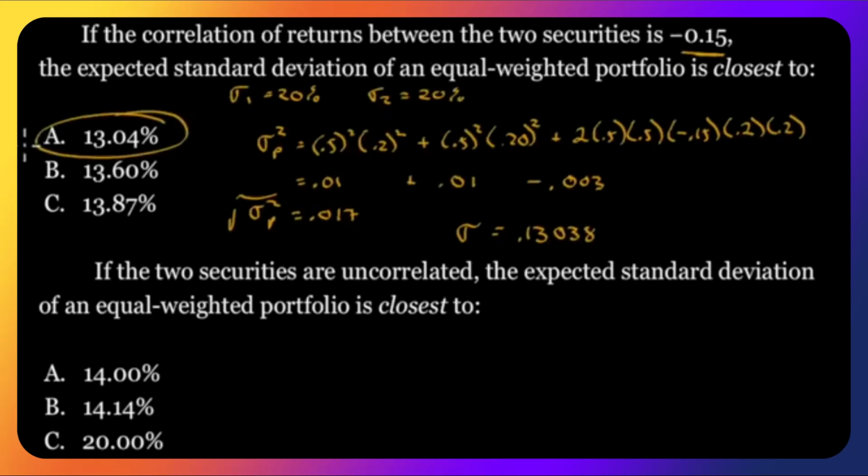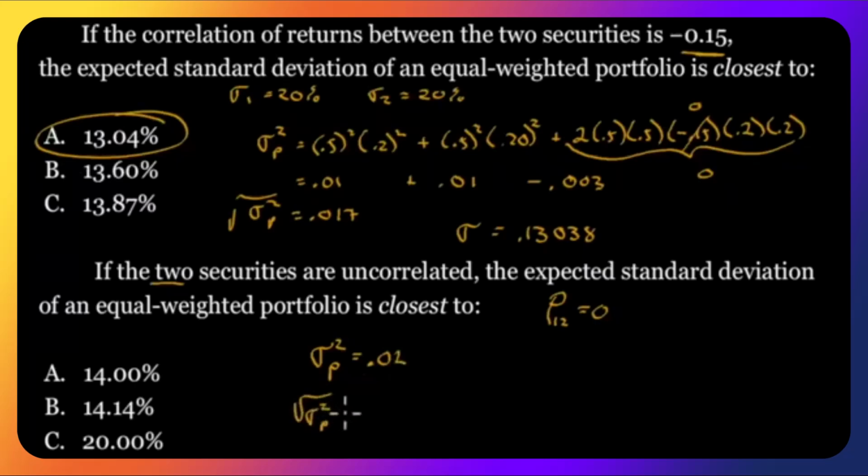If two securities are uncorrelated, the two we just did. If the two are uncorrelated, the correlation equals 0. The expected standard deviation of an equal weighted portfolio is closest to... So if they're uncorrelated, this whole third term goes to 0, because the correlation drops to 0. So it'll be the first term and the second term, which is 0.01 plus 0.01. So the variance of the portfolio will be 0.02. If we take the square root of the variance of the portfolio, we will get 0.1414 on and on, 14.14.